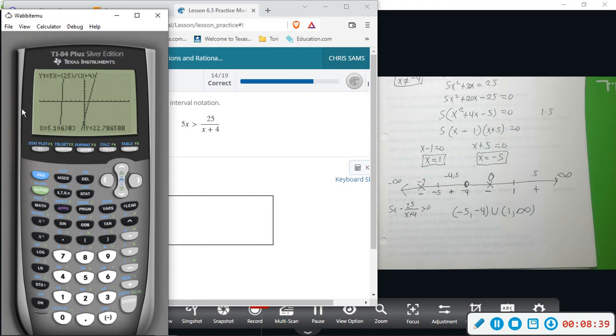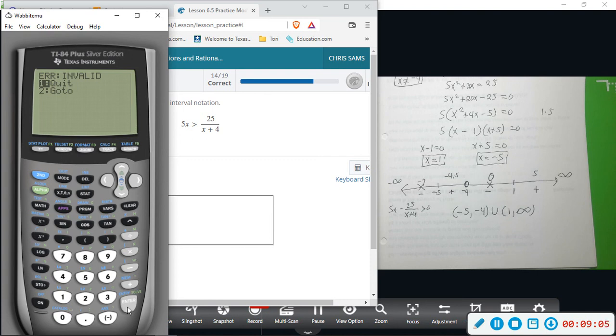Another thing to be mindful of is that you want to make sure you make your window big enough. So right now, my window goes from negative 10 to positive 10. So even if I hit trace, if I hit like 11, for example, 11 is going to be off the screen, so it's going to tell me error. Okay, invalid domain.